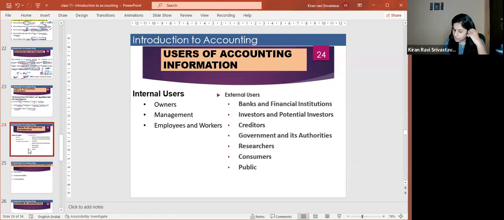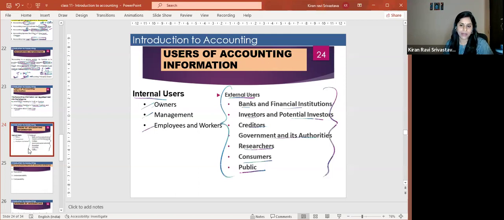Now, the users of accounting information, this we have already done. Who are the users? Owners, internal users, and external users. Internal users are owners, management, employees, and workers, and external users are banks and financial institutions, investors, potential investors, creditors, government and authorities, researchers, consumers, public. All these are external users who are not directly impacted by the business. Internal users are directly impacted by the business.